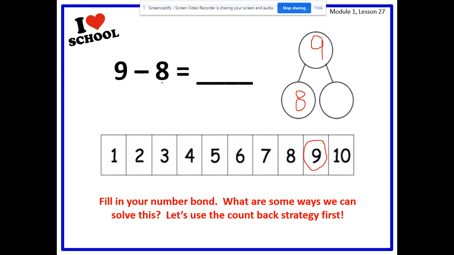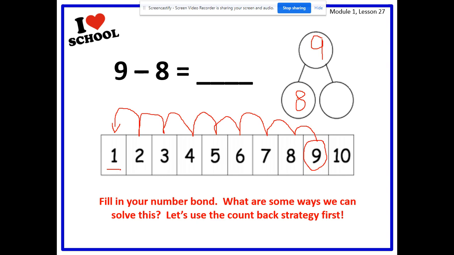Yes, 8 times. Let's start with our whole number, which is 9, just like we put in our number bond, and count back as we draw our hopping marks. We're going to count back 8. Count with me. Get ready. 1, 2, 3, 4, 5, 6, 7, 8. This is our stopping point.